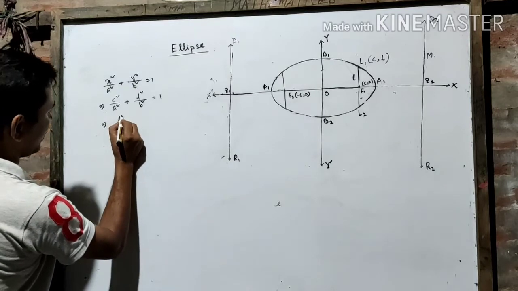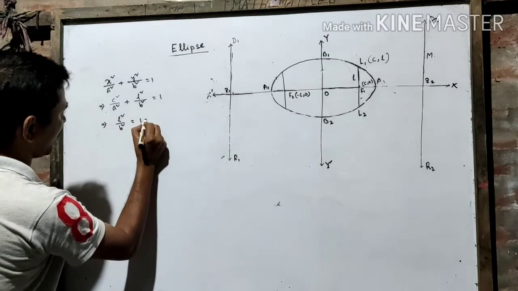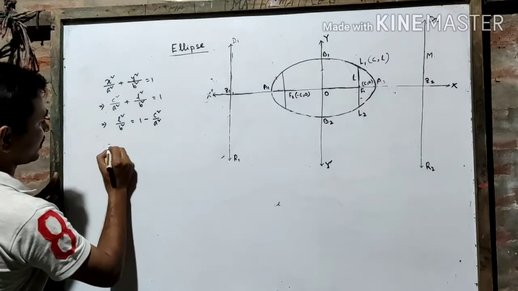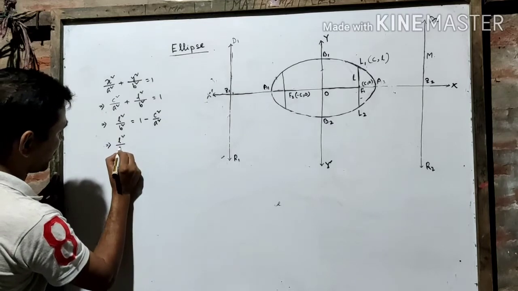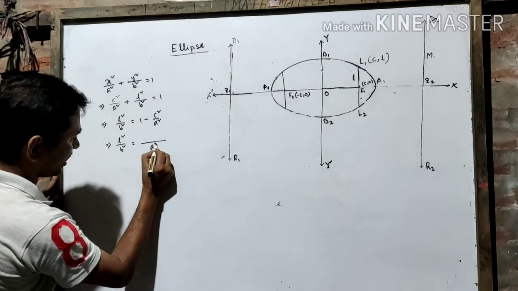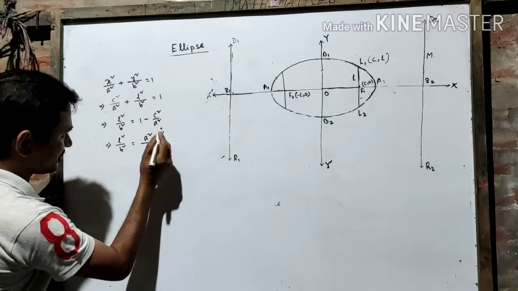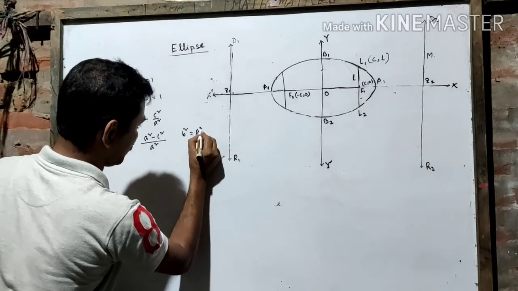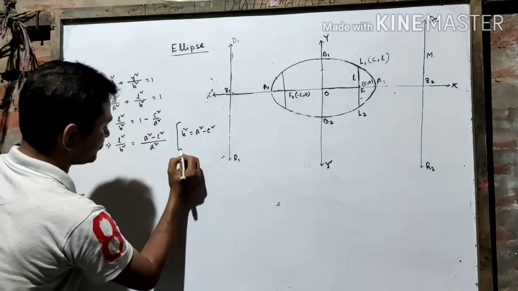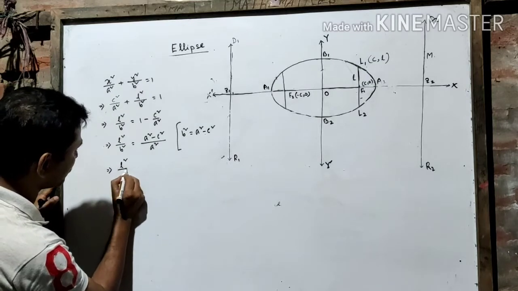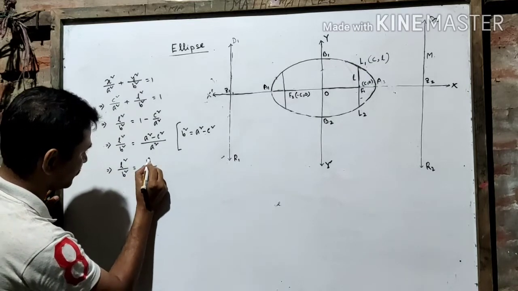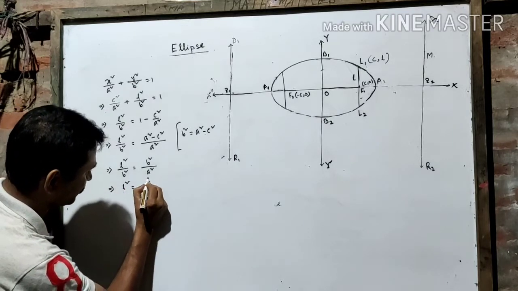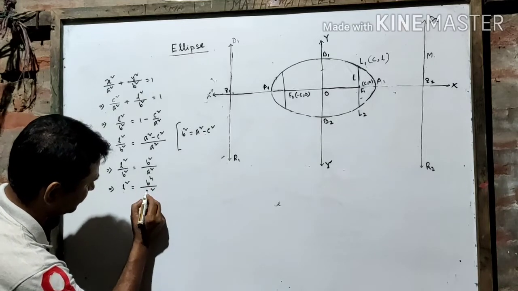This implies L square by b square is equal to 1 minus c square by a square. Taking LCM, this implies L square by b square is equal to a square minus c square, over a square. What is a square minus c square? We know that b square is equal to a square minus c square. So L square by b square is equal to b square by a square. This implies L square is equal to b to the power 4 by a square.